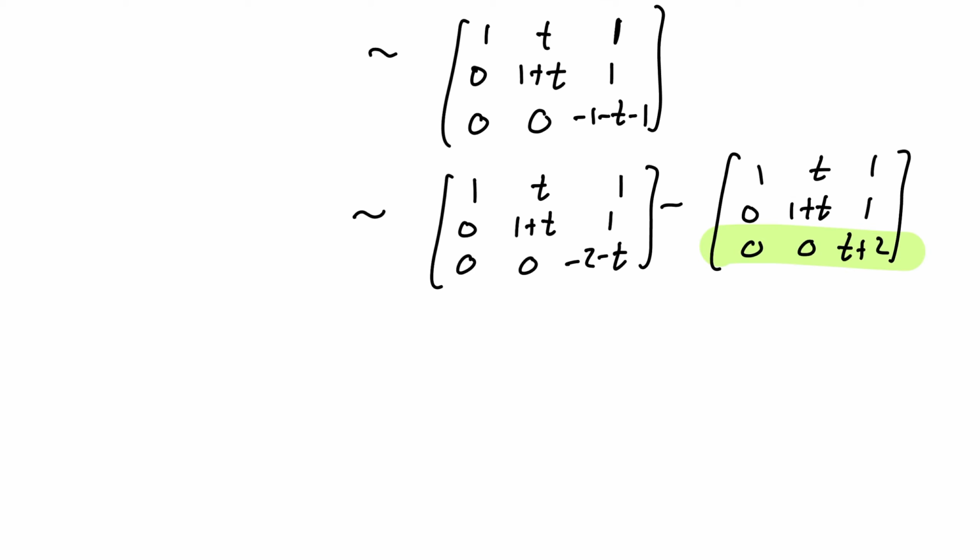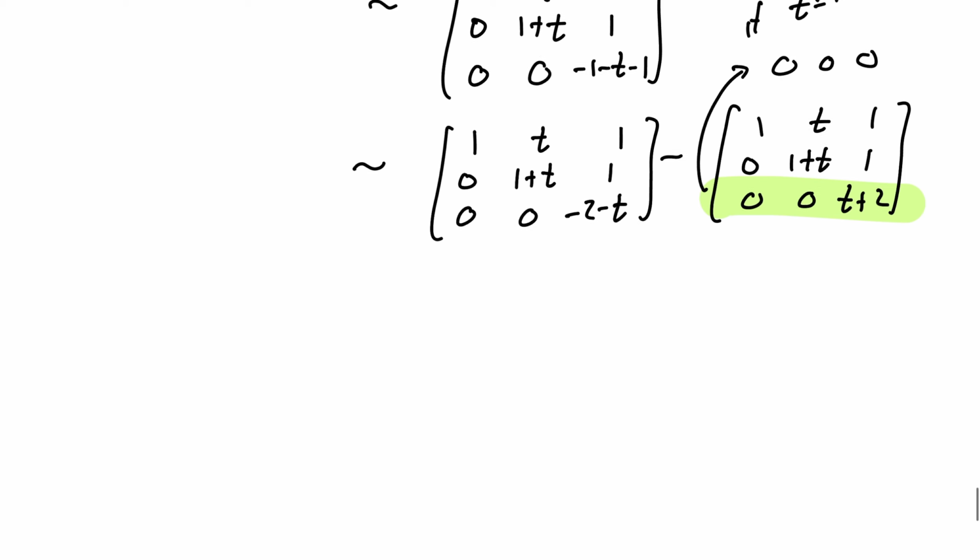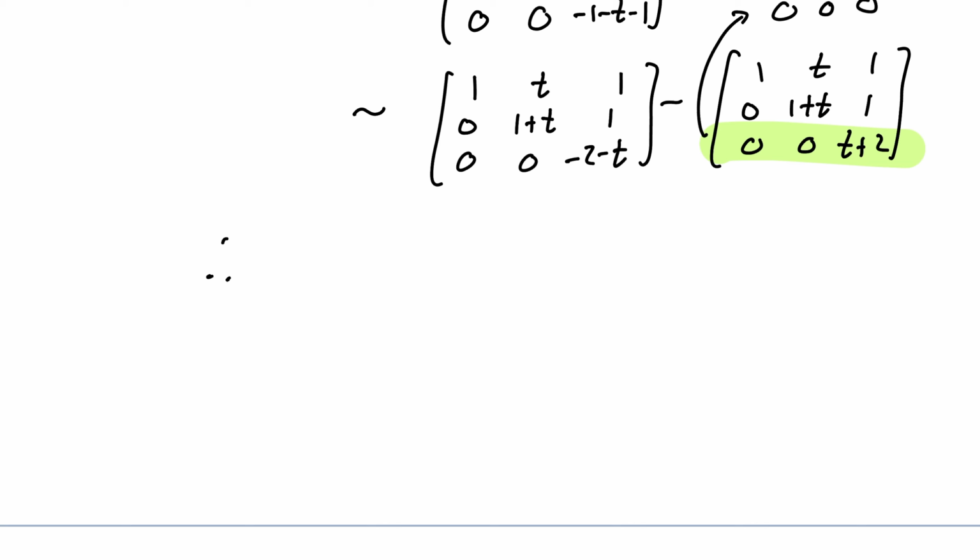right here again, you can make the observation here, if t is equal to negative 2, I end up getting 0, 0, 0 in that third row again. Again, you get linear dependence in that situation. So therefore, if t is not equal to 1, we can get ourselves to here.